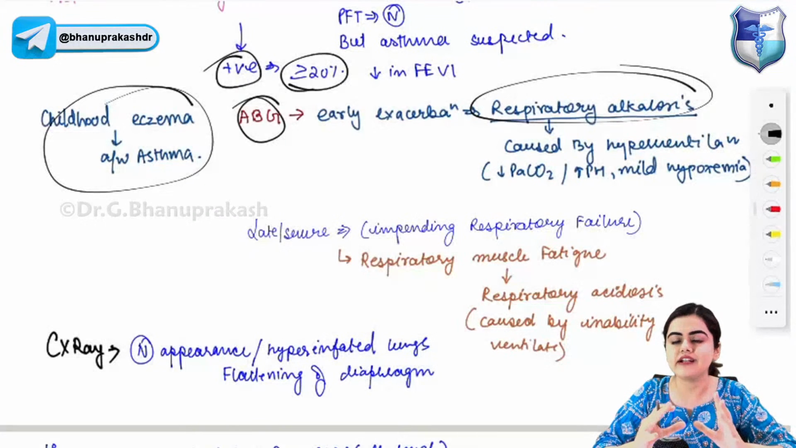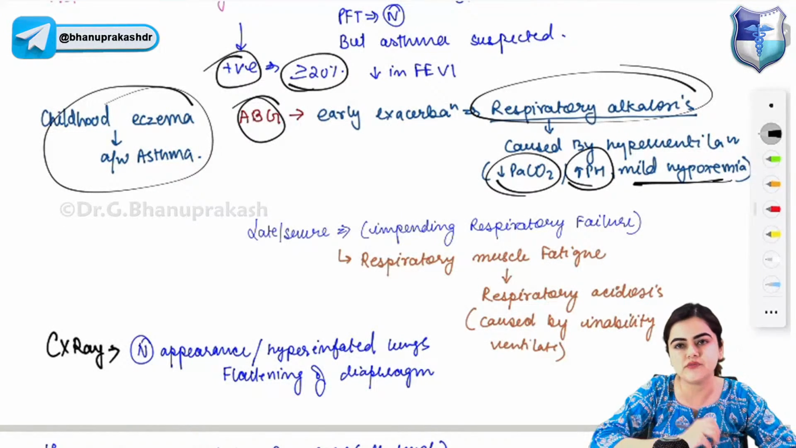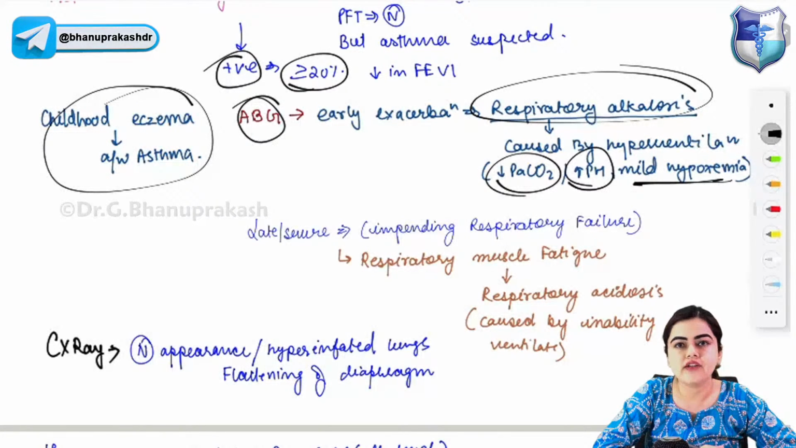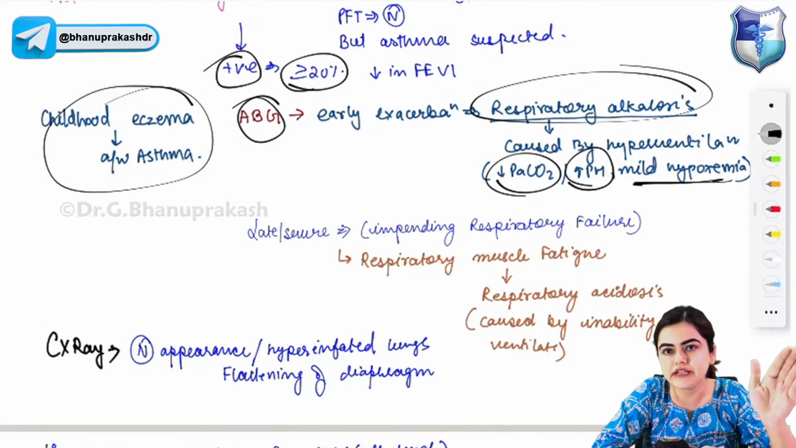So what will hyperventilation do? This will decrease the PaCO2 value, increase the pH, and will cause mild hypoxia. So there will be respiratory alkalosis in early asthma. So hyperventilation will result in lot of CO2 washout. So in early exacerbation, there will be respiratory alkalosis, pH will be increasing, mild hypoxemia, and decrease in PaCO2.